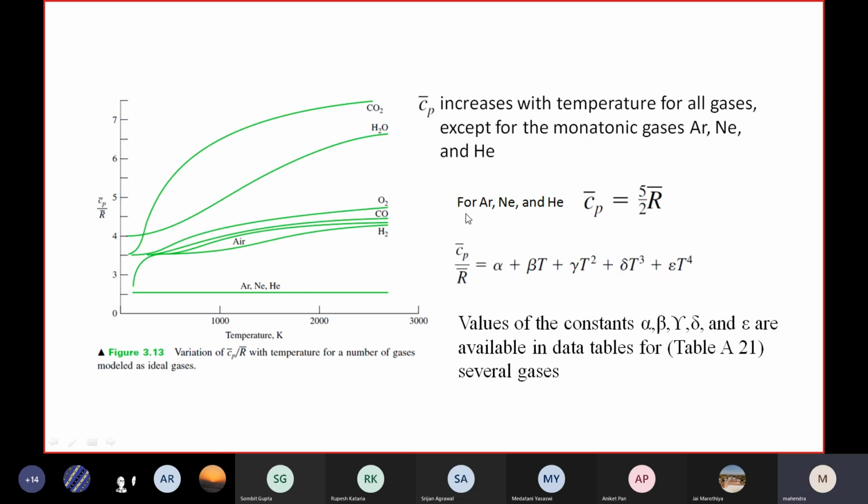Now, the Cp value of certain gases will be increasing with the temperature. See over here. For other gases like monatomic gases like argon, neon, and helium, this will be almost constant. However, for other gases like H2, CO, O2, steam, and carbon dioxide, with increasing the temperature, the Cp will be increasing more. That is the reason combustion gases from any engine or any thermal power plant at high temperature have more Cp.